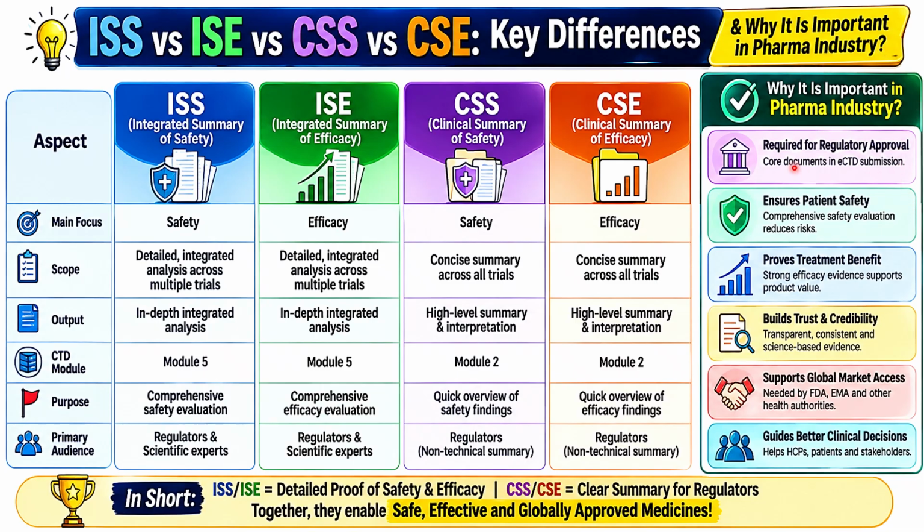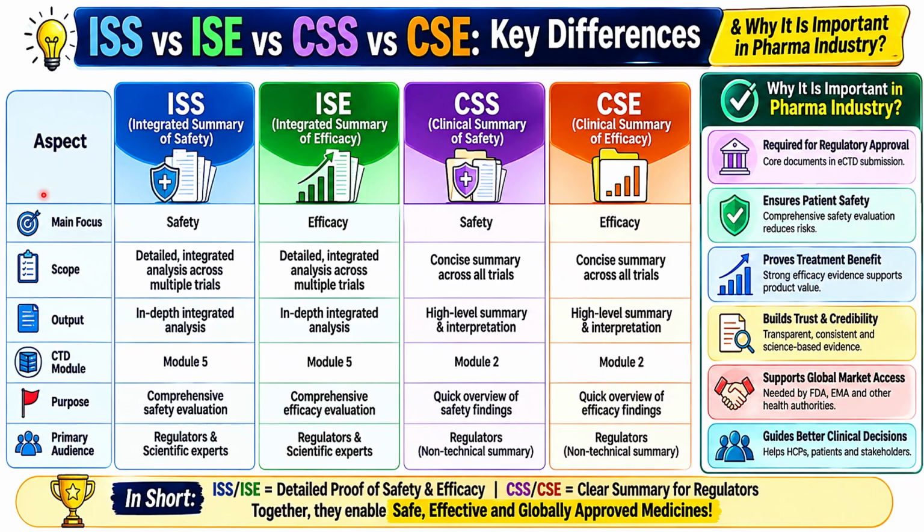It is important because it is required for regulatory approval. It codes documents in eCTD submission. It ensures patient safety, comprehensive safety evaluation reduces risk, proves treatment benefit, strong efficacy evidence, supports product value, builds trust and credibility, transparent, consistent, and science-based evidence, supports global market access needed by FDA, EMA, and other health authorities, guides better clinical decisions, helps HCPs, patients, and stakeholders.